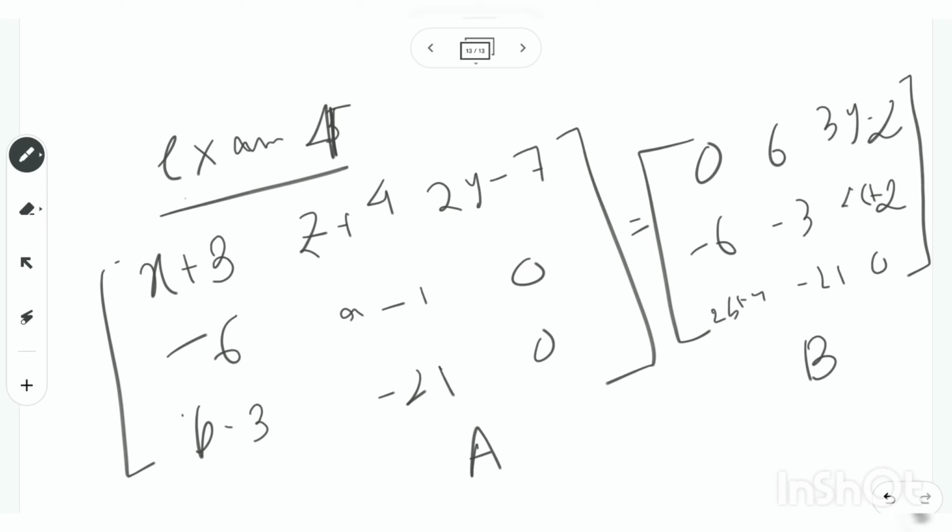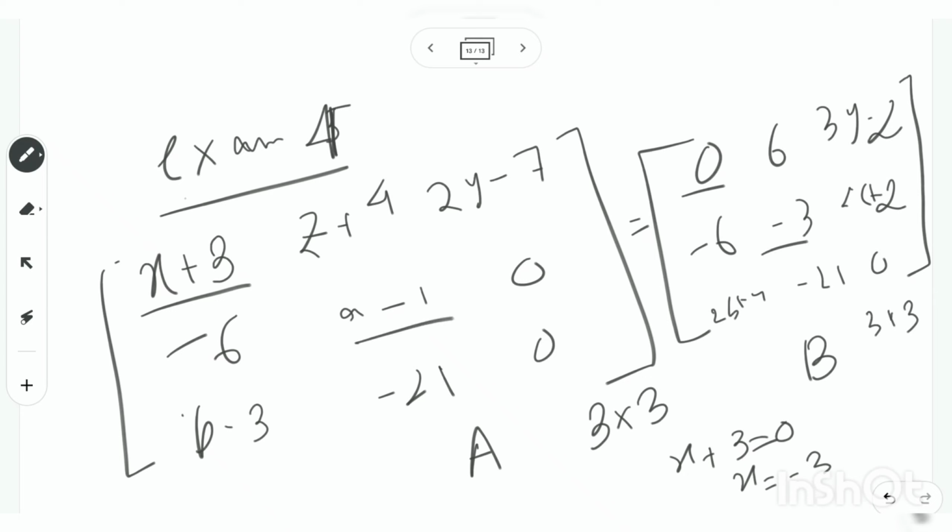So what is the condition of equality of matrix? That they are of the same order. See, both are 3 cross 3 matrices and the corresponding elements are the same. So x plus 3 equals 0. So the value of x equals minus 3, and then a minus 1 equals minus 3. So a equals minus 3 plus 1, that is minus 2, right? In this way you can find a, b, c, x, y, z.